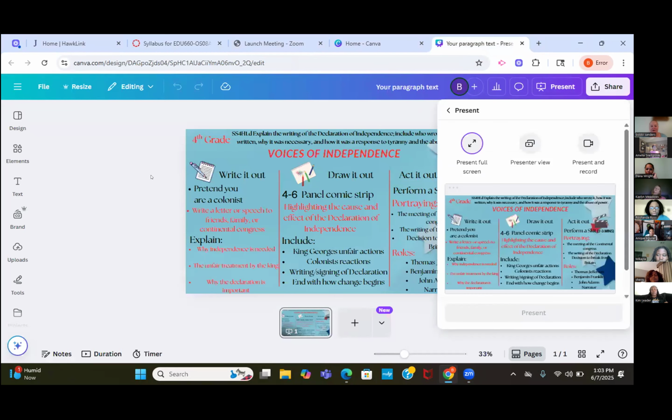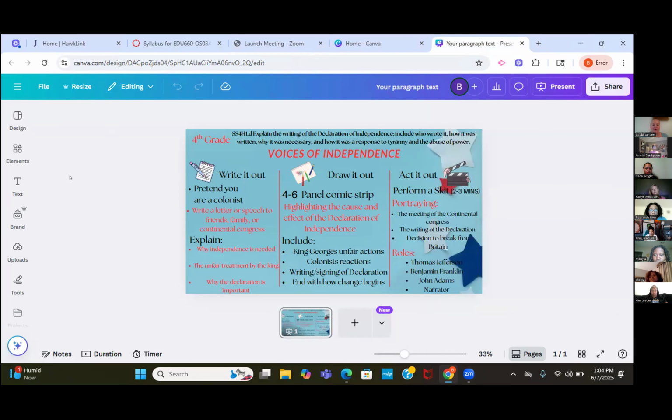All right. I picked a fourth grade standard, and it is SS4H1.D. It's explain the writing of the Declaration of Independence, and you are to include who wrote it, how it was written, why it was necessary, and how it was a response to tyranny and the abuse of power. So the activity is called Voice of Independence. And the class will be broken up into groups of four, and each group will be able to choose which activity they would like to do.